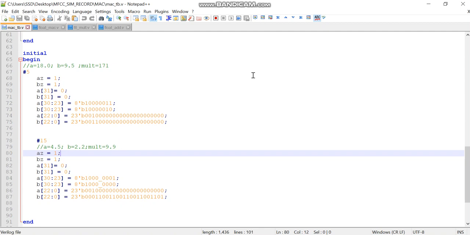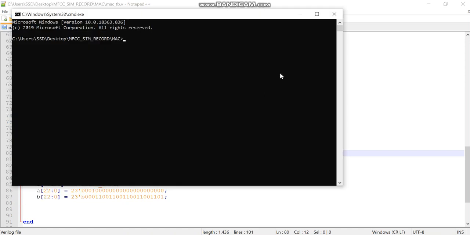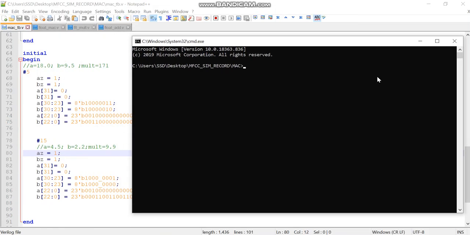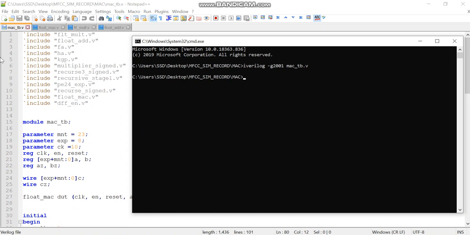So now let us check the simulation of this module. For that, we'll be opening a command prompt in the same folder. The simulation is being done using Icarus Verilog, and the command is given here. So iverilog is the command used, and -g2001 is for the version specification. Since I have given all the submodule names in the test bench itself, I need not mention them specifically in the command.